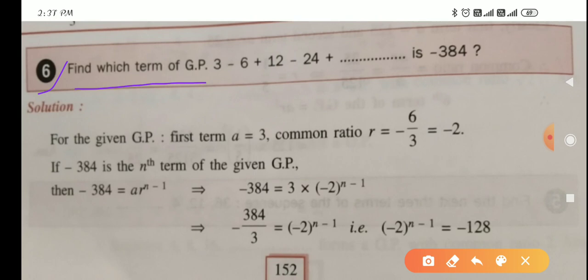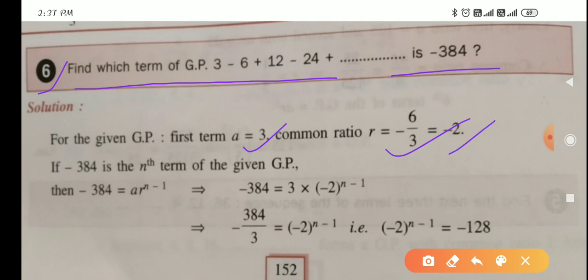Which term of the GP 3, minus 6, 12, minus 24 and so on is minus 384? Which term of this given GP is minus 384? You have to tell. In the question it is directly said the given series is a GP. So the first term is 3. For the common ratio, you can divide the second term by the first term, or the third term by the second term, or the fourth term by the third term. Any one you can apply. Here they are dividing the second term by the first term, so they are getting common ratio minus 2.